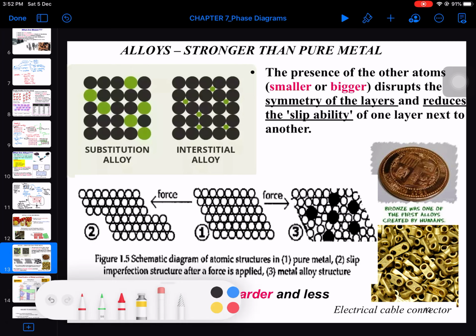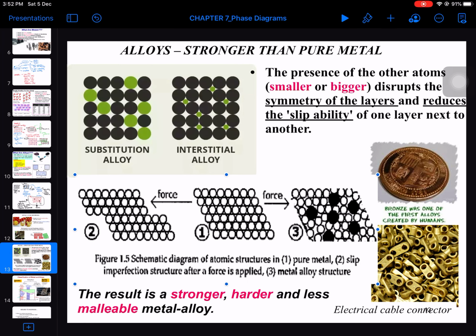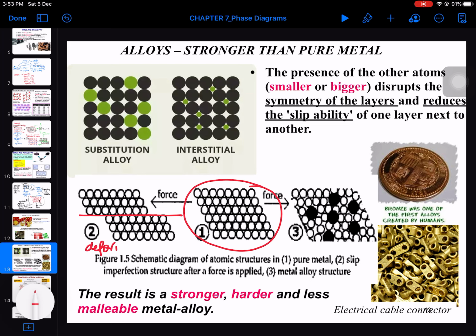This is how it looks, the atoms within the crystal structure. Without the presence of alloys, if we apply force, it will easily slide through the planes, causing the deformation to take place.